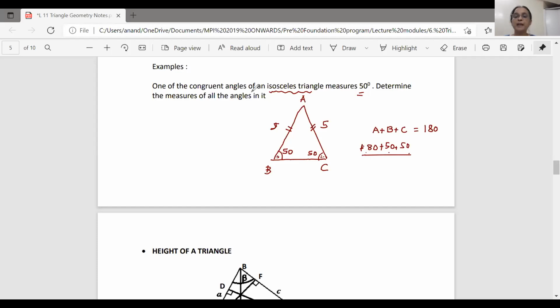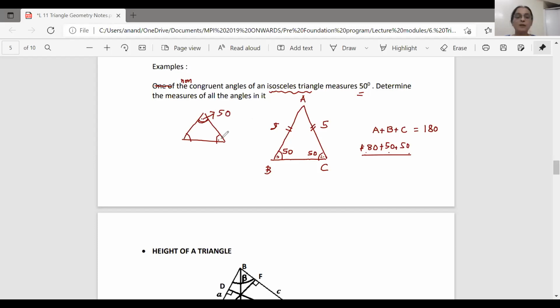And instead of saying congruent angle, if I say one of the non-congruent angles of an isosceles triangle is 50, what will that mean? The third angle, which is not congruent, this is 50. Then what will be the three angles of the triangle? This is 50 and this plus this is 180.